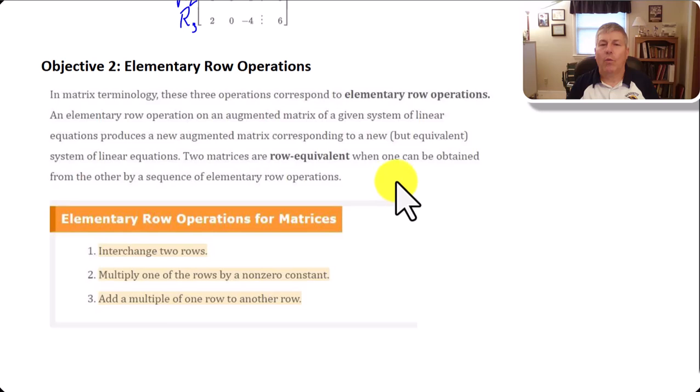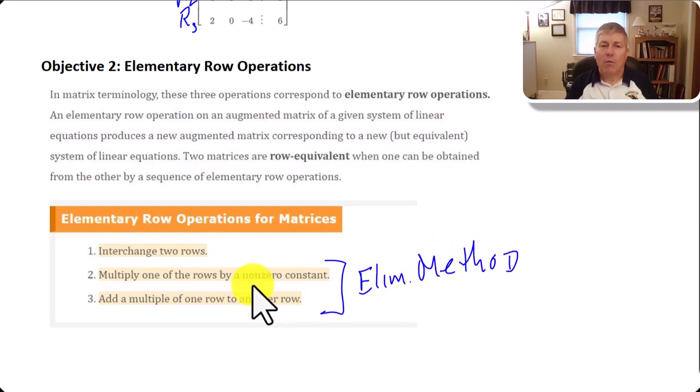So two matrices are row equivalent when one can be obtained from the other by a sequence of elementary row operations. So you can interchange two rows, so we can swap rows out, that's no problem. We can multiply one of the rows by a non-zero constant, and we can add a multiple of one row to another row. So when we did the elimination method of solving systems of equations, we did this kind of thing. We multiplied one row by a constant and we added them together. So this is a process that we've done before, and it's going to be very similar to what you see when we do our row operations.